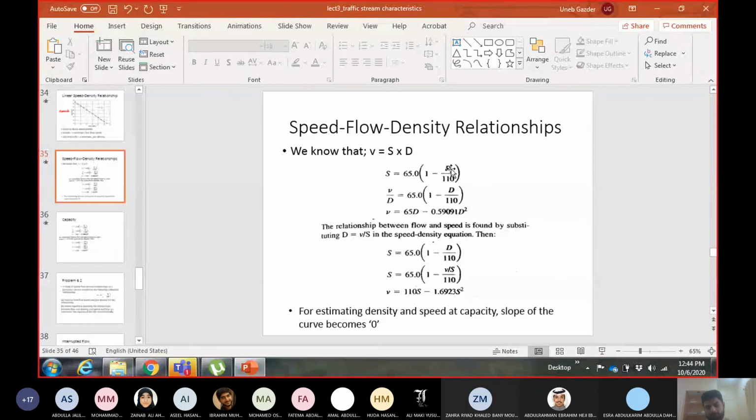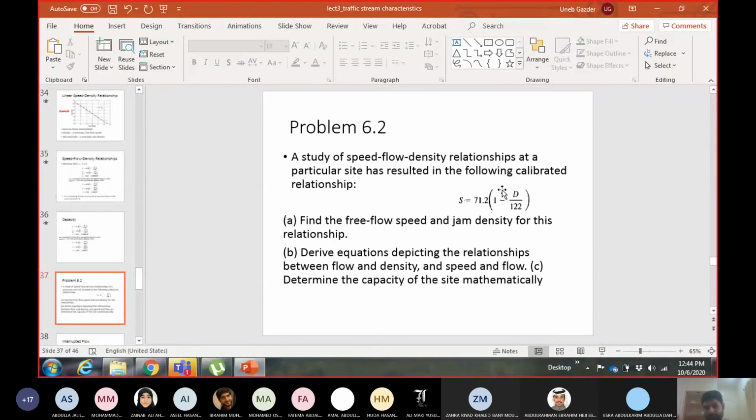So this equation is already there, but instead of this equation of s and d, you use the given equation of s and d to solve part B and C. So you will repeat the whole process: derivation, taking the slope, putting it equal to 0, finding the critical speed, critical density, and then using speed and density to find the capacity.